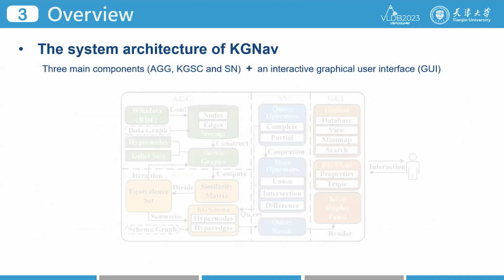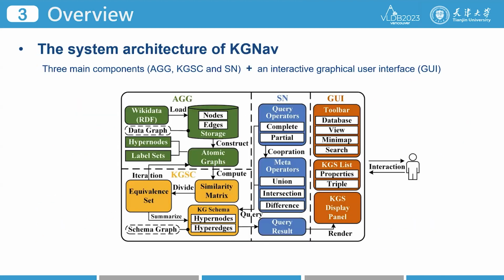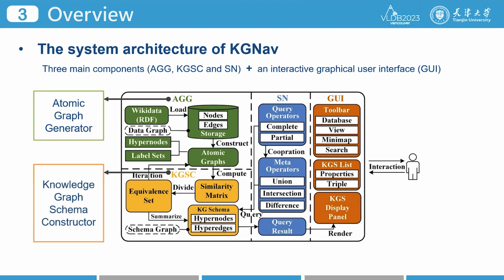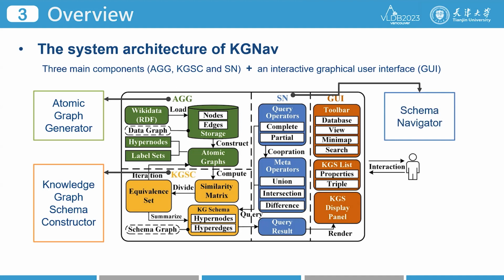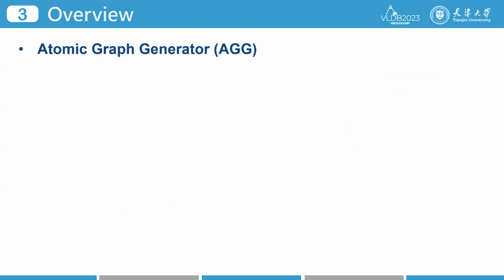As shown in this slide, KGNav adopts an architecture that consists of three main components: atomic graph generator, knowledge graph schema constructor, and schema navigator. In addition, we provide a succinct and user-friendly graphical user interface to allow users to understand the schema of a knowledge graph and perform query operations on the underlying knowledge graph data. I will explain these components in more detail later. The first component is the atomic graph generator.